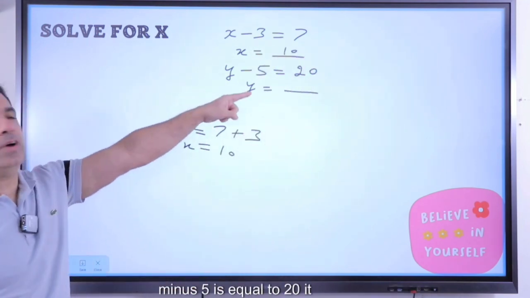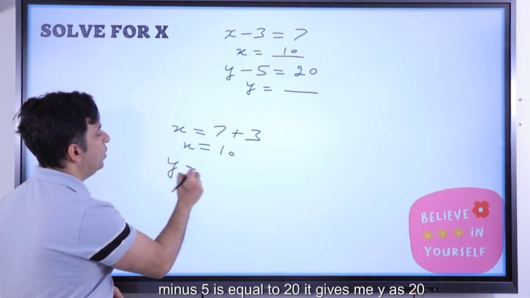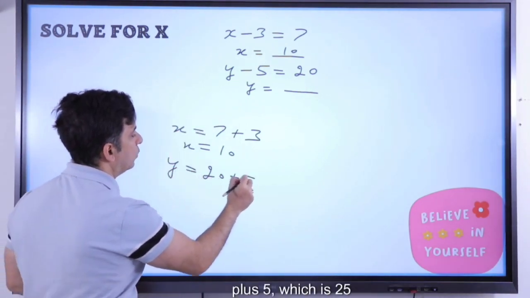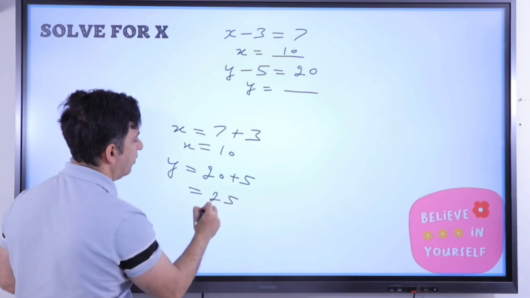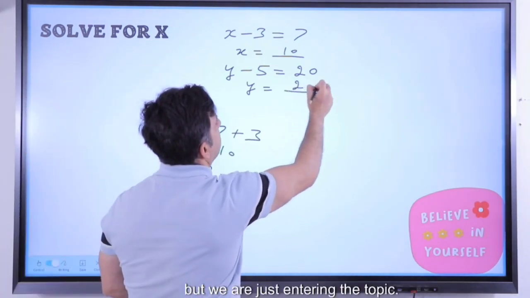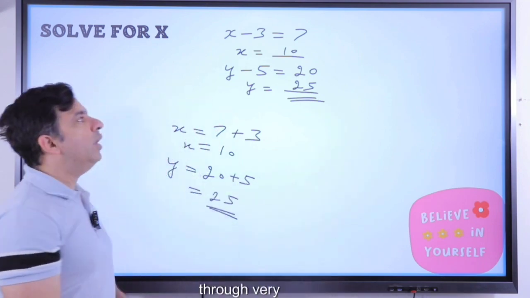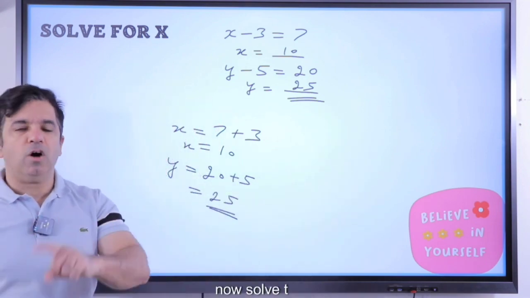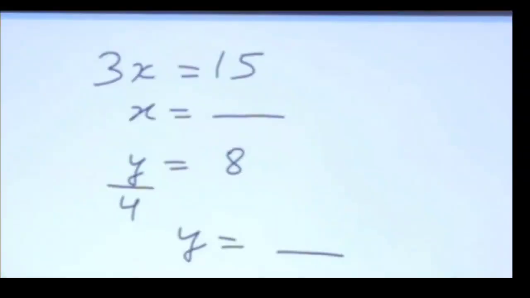Next is y minus 5 is equal to 20. It gives me y as 20 plus 5, which is 25. So again a very straightforward question, but we are just entering the topic through very basic questions. Now solve the next one.